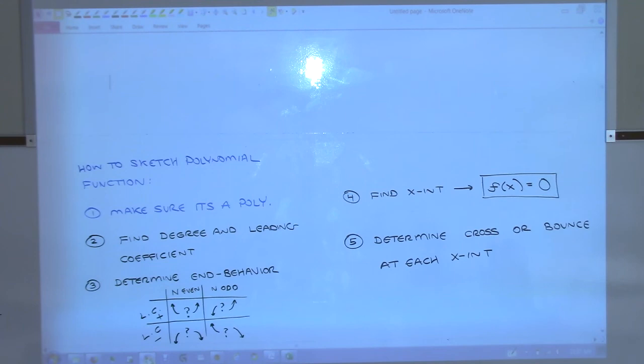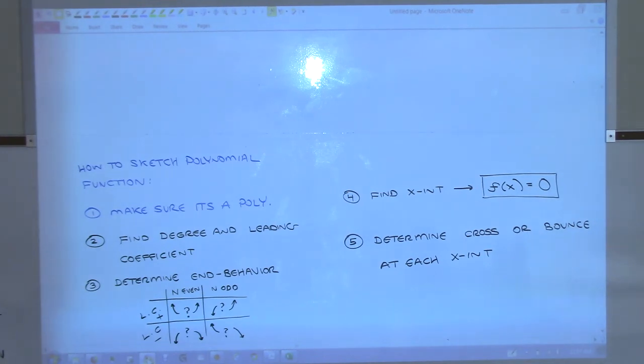Then I have more x-intercepts, right? So that's impossible for me to go down and back up. So I know that from the leftmost x-intercept, I have to go up. And then from the rightmost intercept, I have to go down, right? So the only thing left to do is fill the middle in. Do you agree that this is one way I could do it?